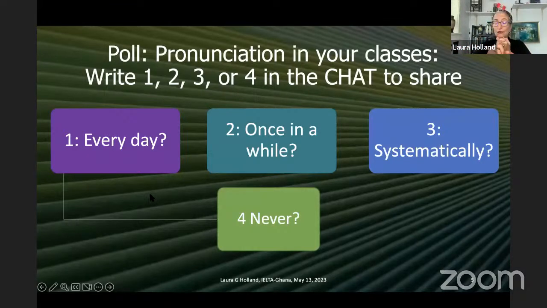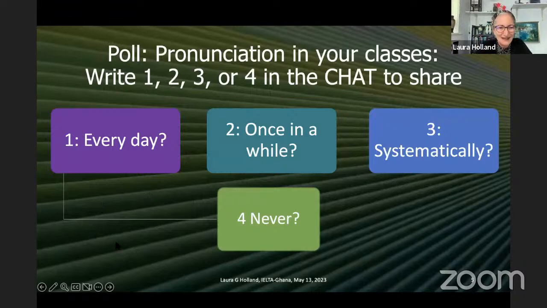Write 2 if you do it once in a while. Write 3 if you have a systematic way that you address it. And be honest, write 4 if you never do it. You just don't. I don't feel confident teaching pronunciation. I'm hiding from you, and pronunciation's back here. But it's nipping at you, right? Because it's something that we should be doing, a little bit of it, actually.